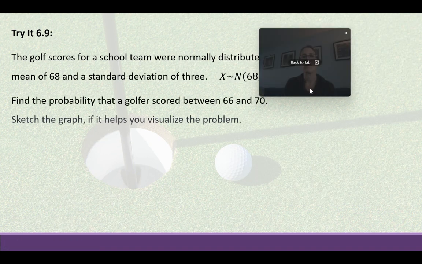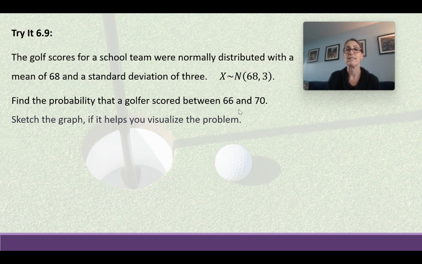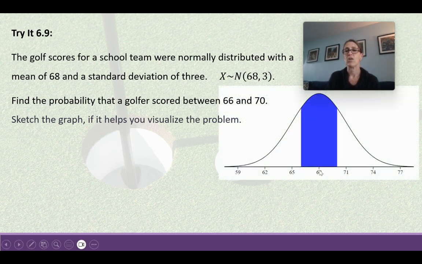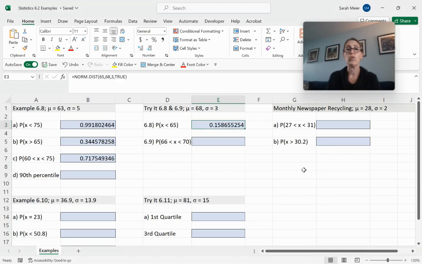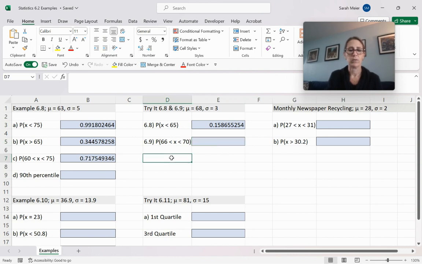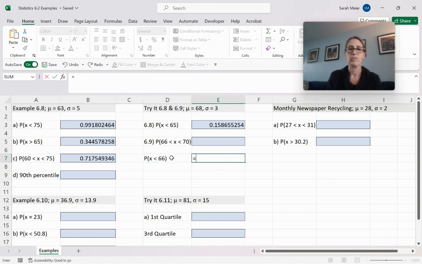Still golf scores. What is the probability that a golfer scored between 66 and 70? This time our graph looks like this. Again, we're looking for the probability between those two values, 66 and 70. You can do two formulas if you want, and then subtract the values. If you were going to do that, this would be the probability that x is less than 66. So that would be my normal distribution. I would use 66 here. My mean is 68, my standard deviation is 3, and I would use the word true.